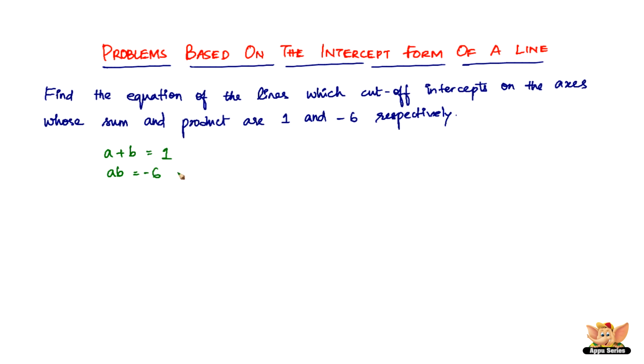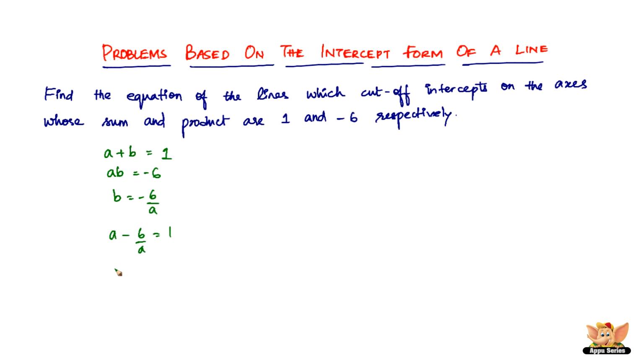So now the given thing is the sum of the intercepts equals 1 and the product of the intercepts equals negative 6, right? Now how we can solve this is, we can find the value of b. We have b as minus 6 by a. Substitute this in the equation a plus b equals 1. So we have a minus 6 by a equals 1.